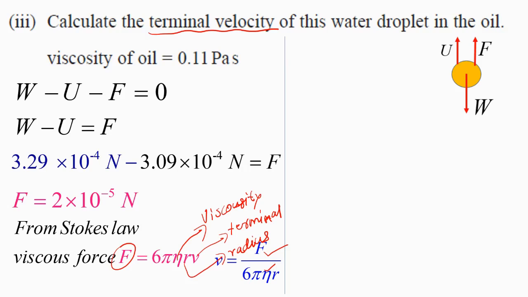Now we know the value of the viscous force, and we know the viscosity value, which is 0.11 Pascal second. And we have to find out the value of the radius, the radius of the spherical droplet. How can we find it? They have already given the volume of the droplet.